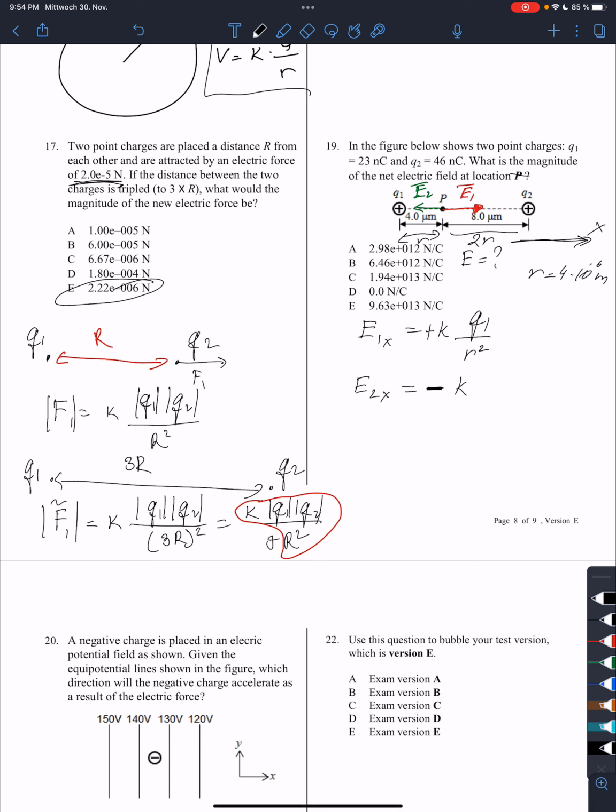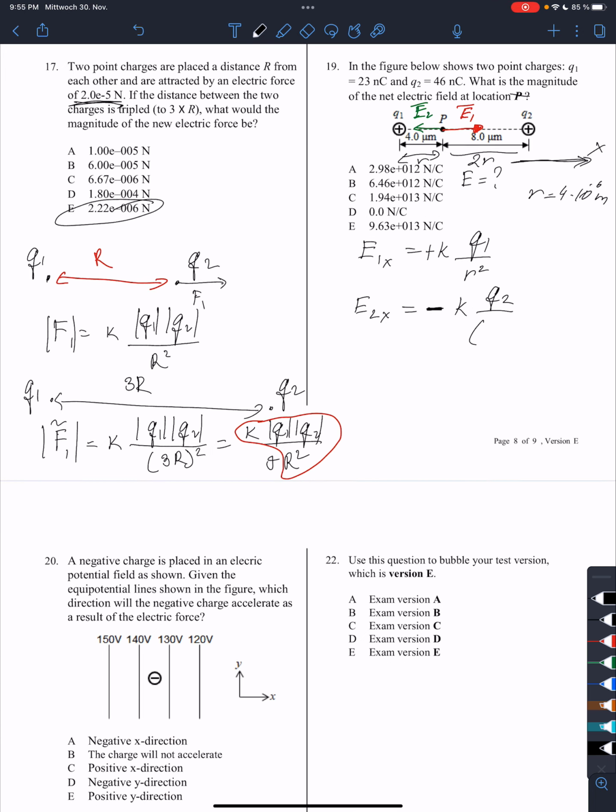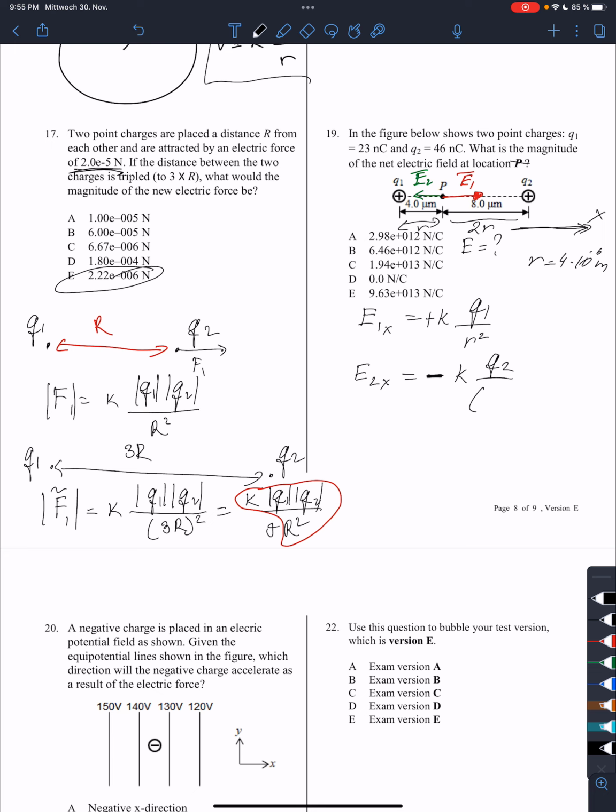Then I will just continue writing. Now I have a Coulomb constant. Now I have this charge Q2. Now it is divided by the distance to that point from the charge Q2, and it is 2r. Again, you can substitute the numbers at all points. I just prefer right now not to use the numbers.